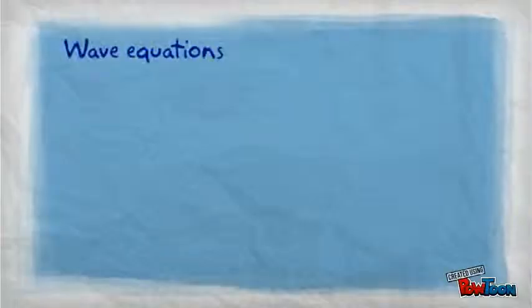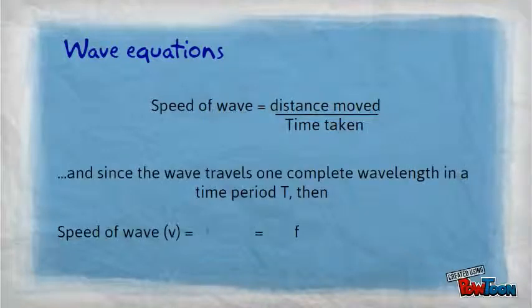Let's look at wave equations. The speed of the wave, well, speed is distance moved divided by time taken, and since the wave travels one complete wavelength in a time period T, then we can say that the speed of the wave, which we can denote as v, is equal to the wavelength divided by the time period, which is equal to the wavelength multiplied by the frequency.